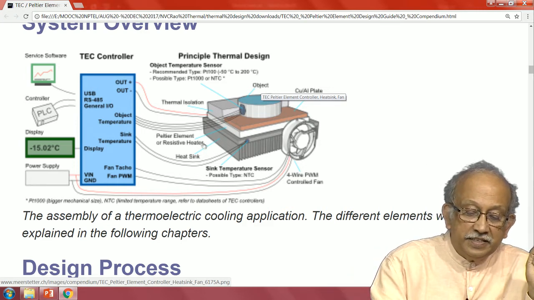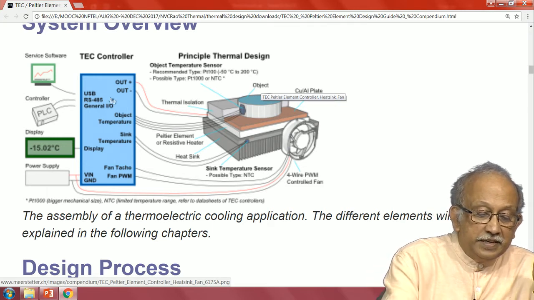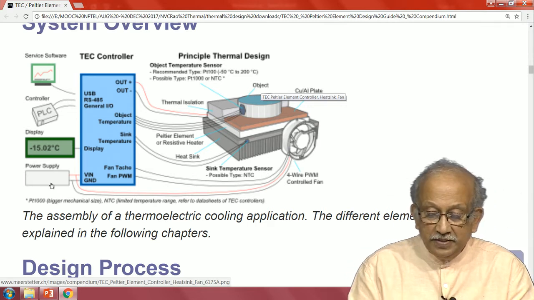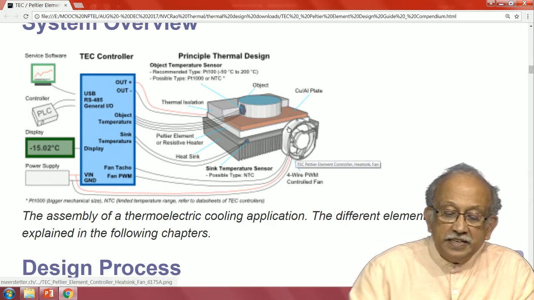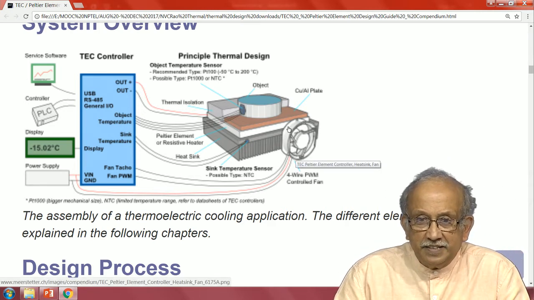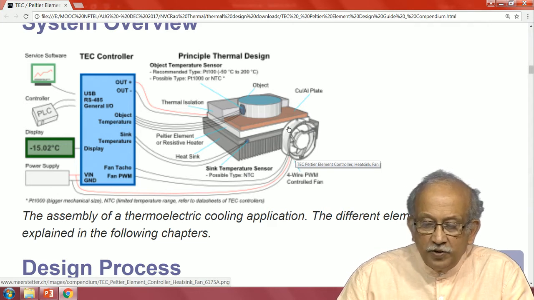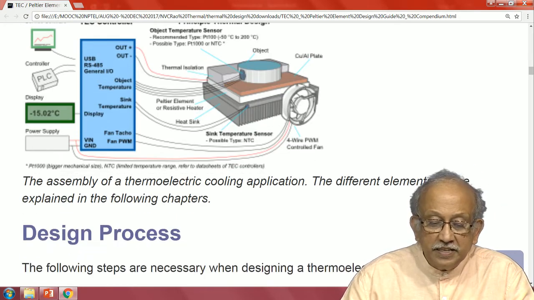Then you have the actual peltier element. The different elements will be explained in the following chapters. And very critical is you also have a fan there. So depending on the criticality of the design, total amount of heat load, heat load is critical.